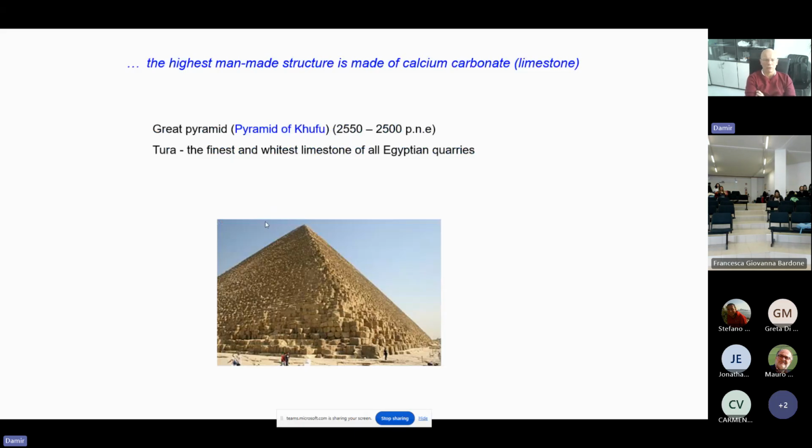It was about 150 meters high, built in 2,500 years before our era, and only in the 12th century was a higher building made in history. It was not made of calcium carbonate. What you can see here is not only calcium carbonate. This calcium carbonate was the cover of this structure actually.